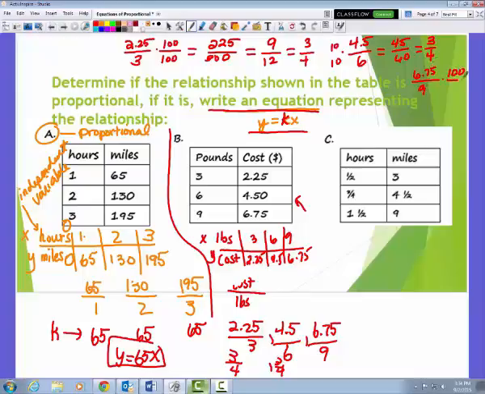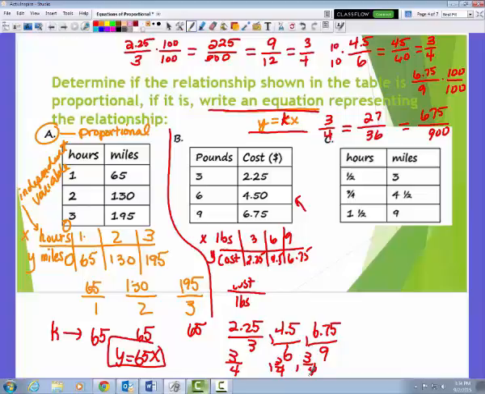I'm going to multiply by 100 this time. 675 divided by 900. Well, let's see here. What number goes into both of those? I'm going to say 25. 25 goes into 675 27 times, and into 900, how many times? 36 times. And I see that 9 goes into 27 and 36 3 times and 4 times. So yes, we do have the same change every time, which means it's proportional.